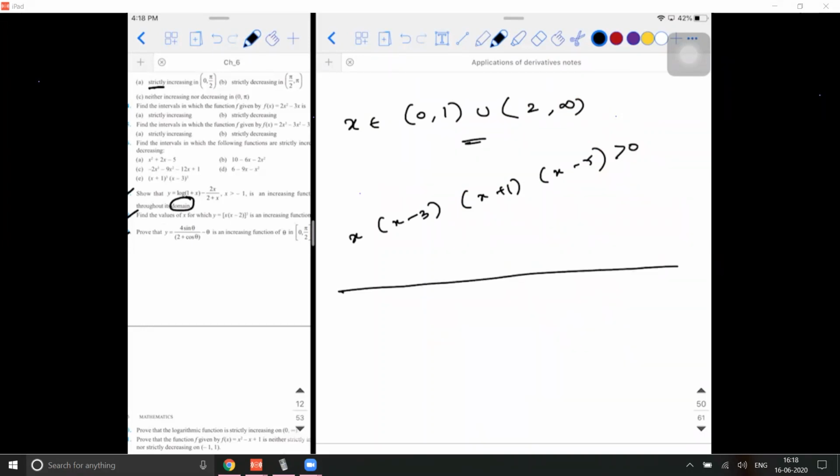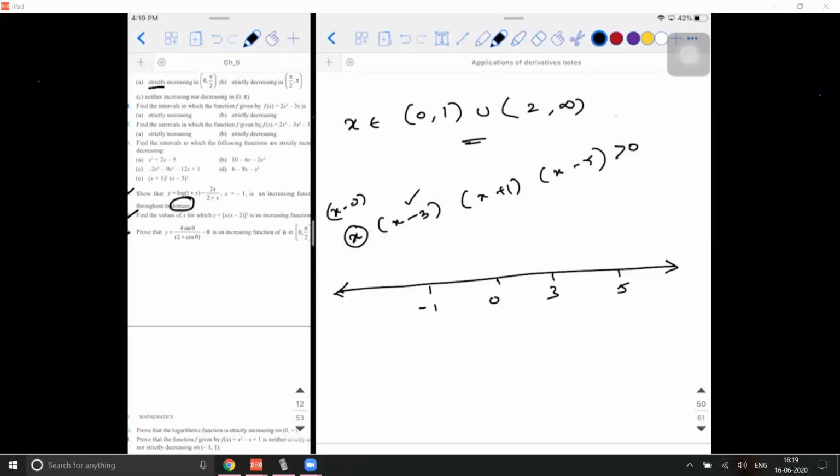So whenever you need to solve the inequality, first draw the number line. On the number line, you need to write the checkpoints. Checkpoints in the sense, this factor is x minus 0. What will be the root of this? Means what should I substitute in x minus 0 for it to become 0? Obviously 0. What should I substitute in x minus 3 for it to become 0? 3. In x plus 1? Minus 1. In x minus 5? 5. I need to substitute 5.